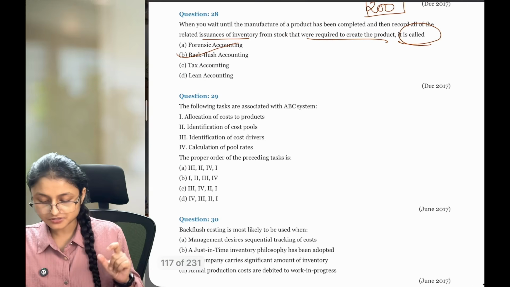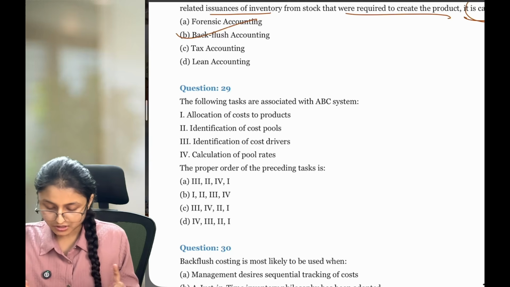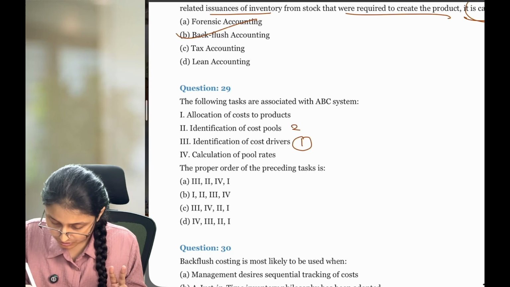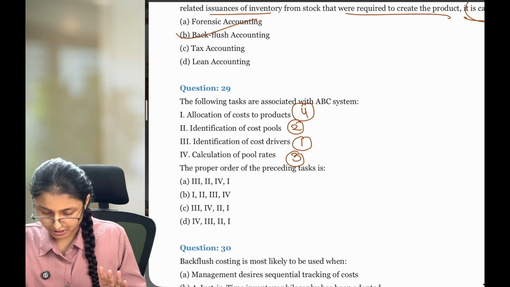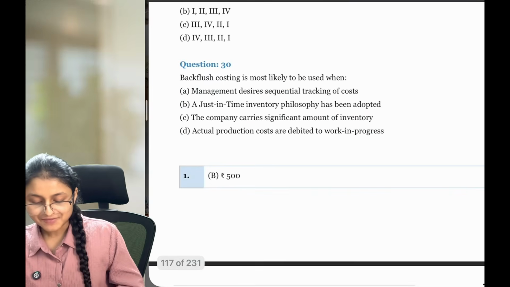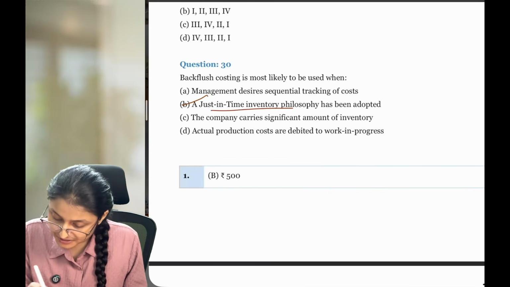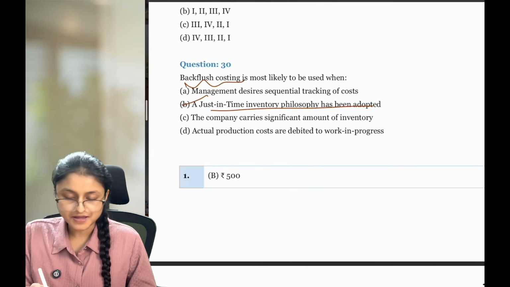The following tasks are associated with activity-based costing system. You need to arrange this in the correct order. So the correct order is first identify the cost drivers, then identify the cost pool, then calculate the cost driver rate, and then allocate the cost to the product. So 3241 is the correct option. Backflush costing is most likely to be used when a just-in-time inventory philosophy has been adopted. So in case of just-in-time, we apply backflush costing.